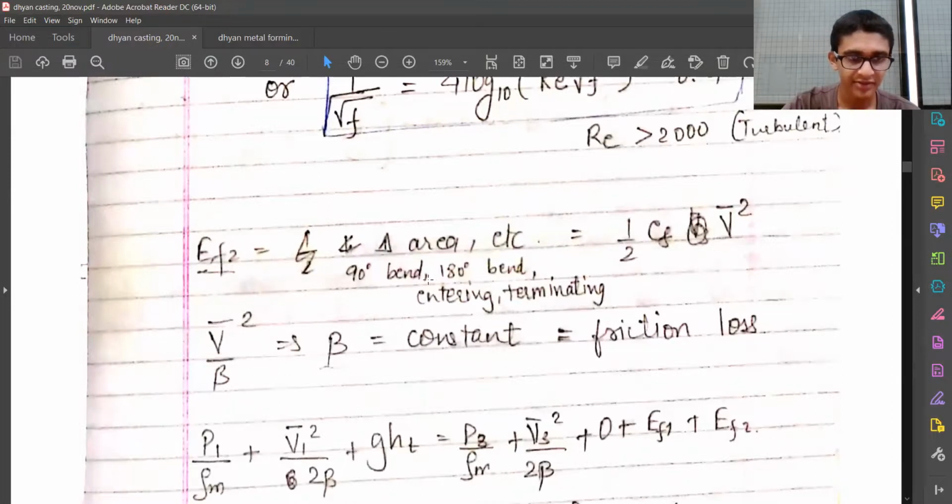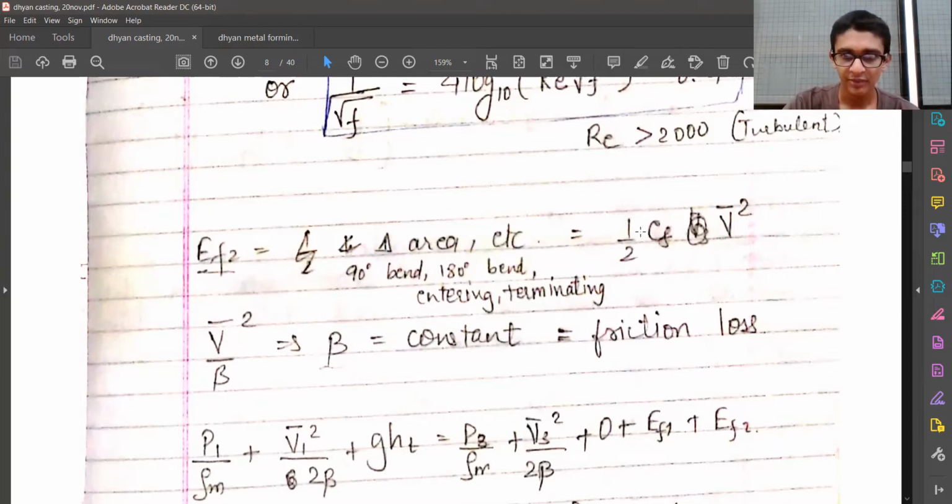EF2 is all the losses which are occurring because of the change in area. Inside the mold also the area is going to change when the melt enters from the pouring basin into the sprue, from sprue to the gate, from gate to the mold, and terminating, that is when the melt is reaching the corner, all the boundaries, when the velocity is going to get to zero. Whenever 90-degree bends or 180-degree bends are occurring, there are going to be losses in the energy of the fluid, and that's what we are going to take account of.